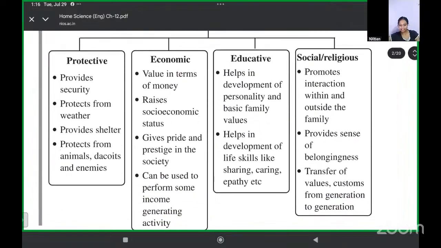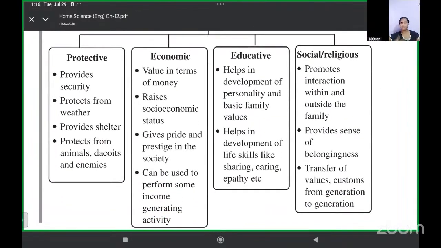We have protective functions, that is, related to protection of the family members. It provides security. We feel safe in our home. It protects us from weather, from heat, cold, rain, and winds. It provides shelter when there is a storm outside. It is our shelter and protects us from animals, dacoits, and enemies, from animals and from people who try to harm us. From various threats and harms, our home protects us.